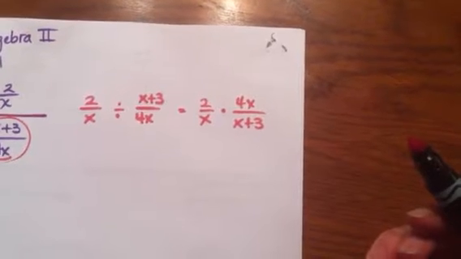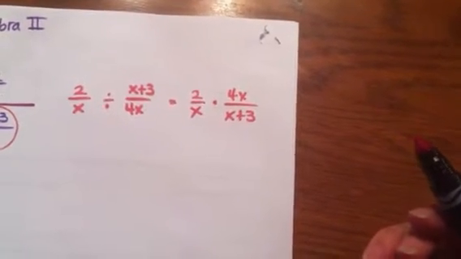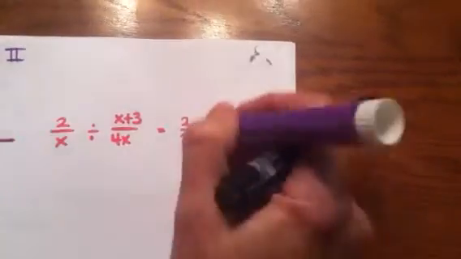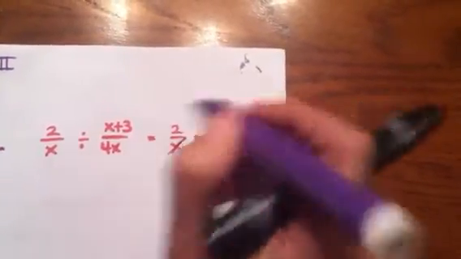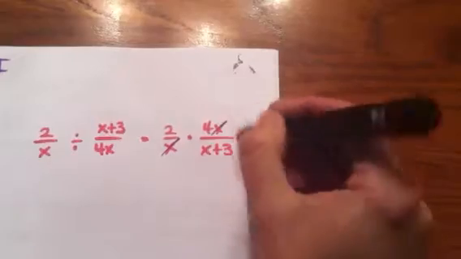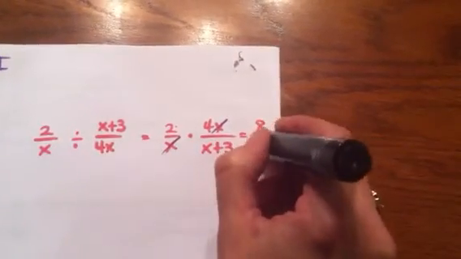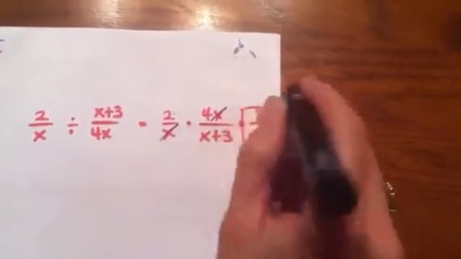Okay, so then you just look to see if anything cancels. And do you see anything that cancels? Usually Allison answers. But do you see right here these x's would cancel on the diagonal? So you should get 2 times 4 is 8 all over x plus 3. So that's your answer right there.